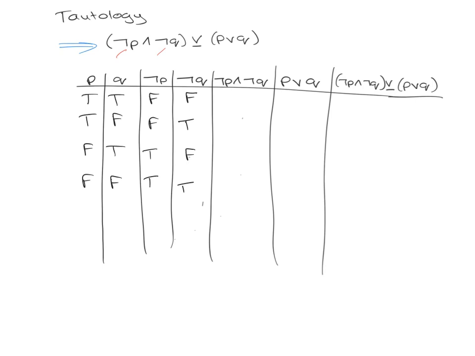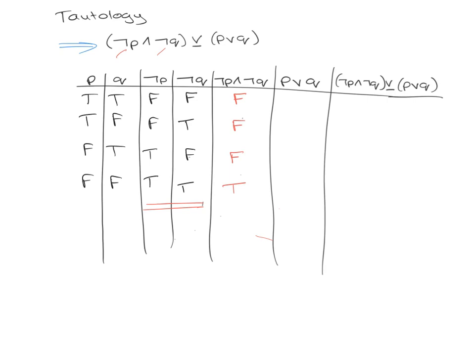So for the first one, we've got not P and not Q. So we're going to look at these two columns. And because it's an and, for this column to be true, both columns have to be true. So here we've got false, false, so this is going to be false. False, true. So again, false, because they both have to be true. True, false is false. And true, true, because they're both true, this is true.